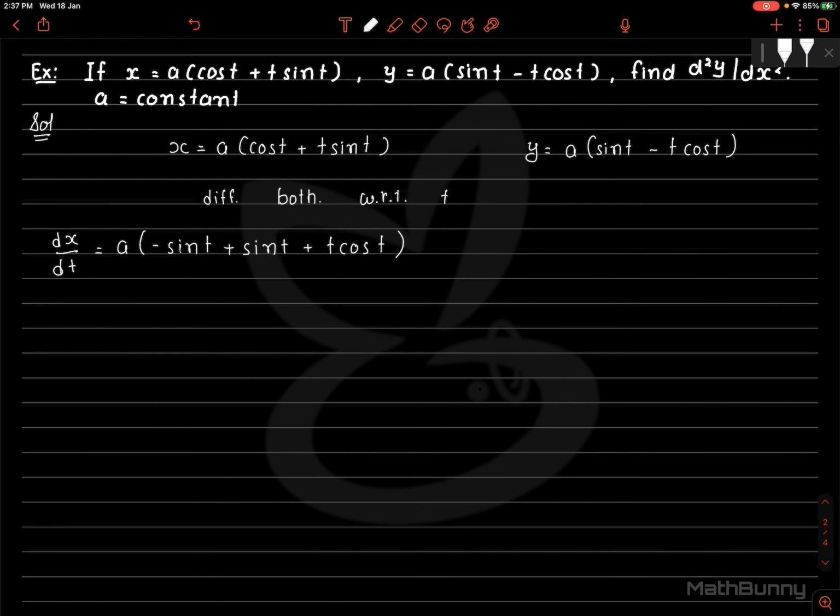On the right side, we will get dy upon dt is equal to a into cos t minus cos t plus t sin t.